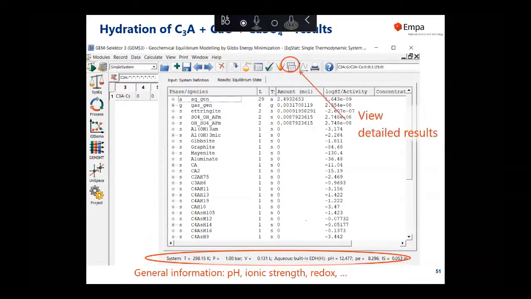If you look at the bottom, you also can see some general information like temperature, T in Kelvin, the pressure, 1 bar, the total volume of your system, the pH, the pe, that's redox potential, and Is is ionic strength. So 0.05 is the ionic strength. Any positive pe means it's oxidizing condition, and the pH, you all know what it is.